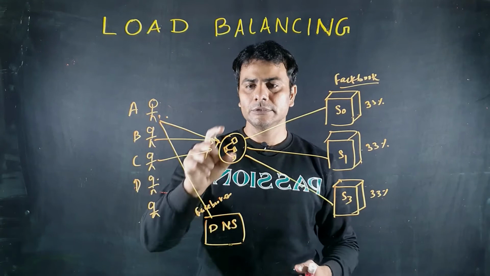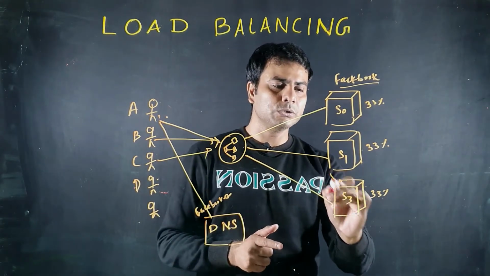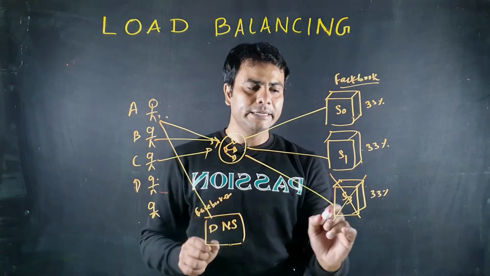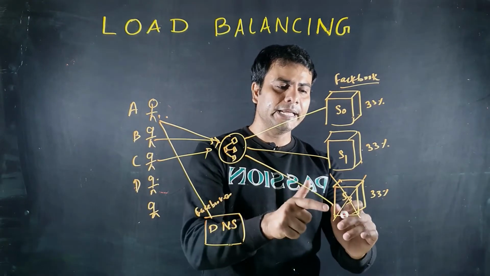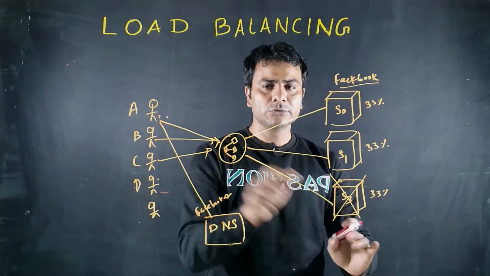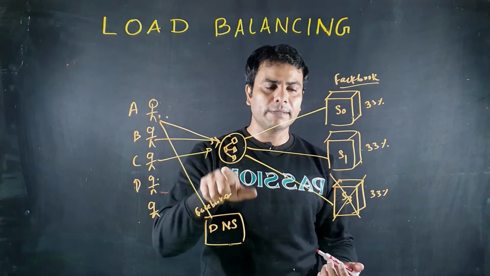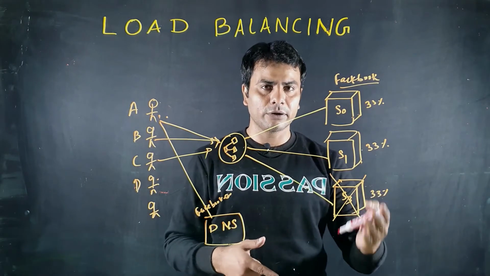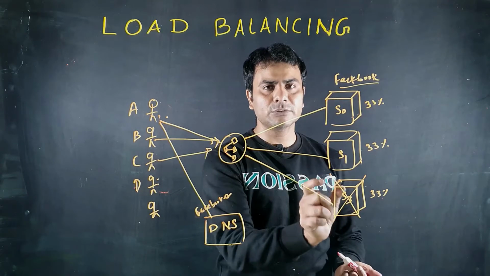So what happens if a node goes down? The load balancer detects it and stops sending any further requests to this server. It does health checks to see whether the server is up and running or not, and if it is not running, the load balancer will stop sending requests to this server.